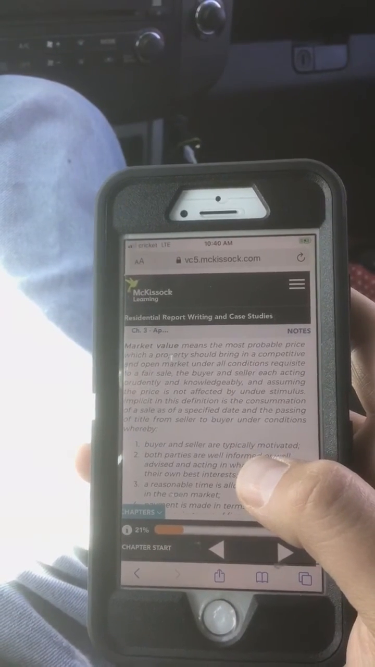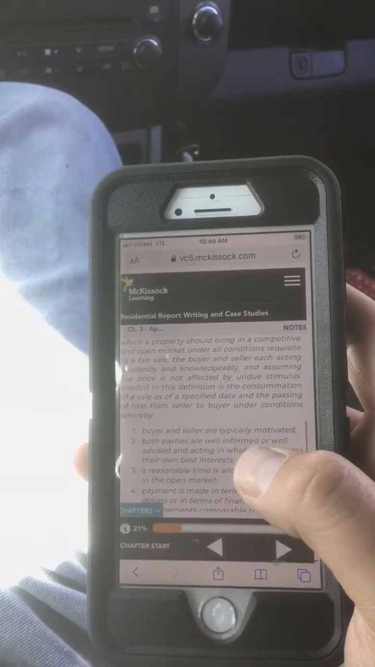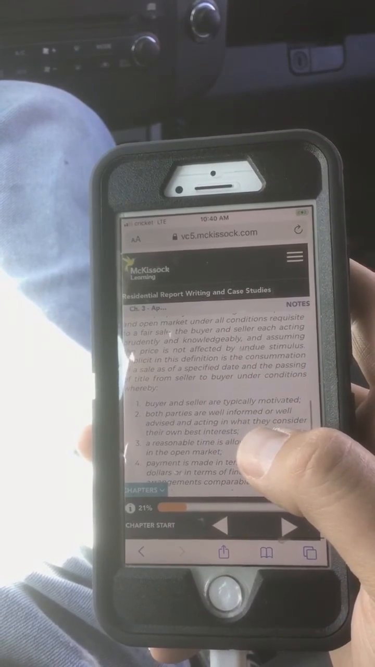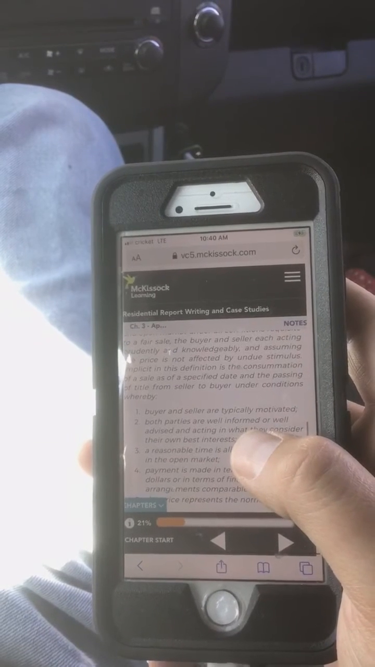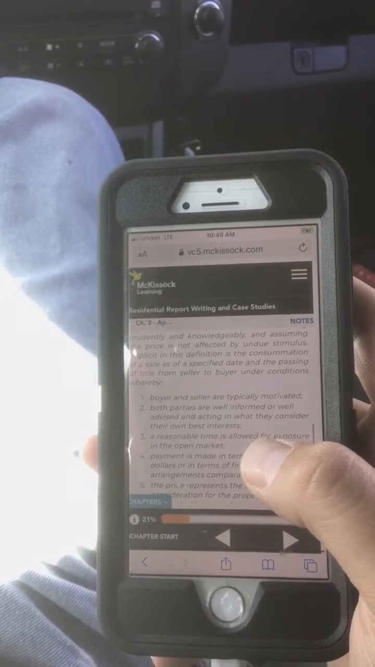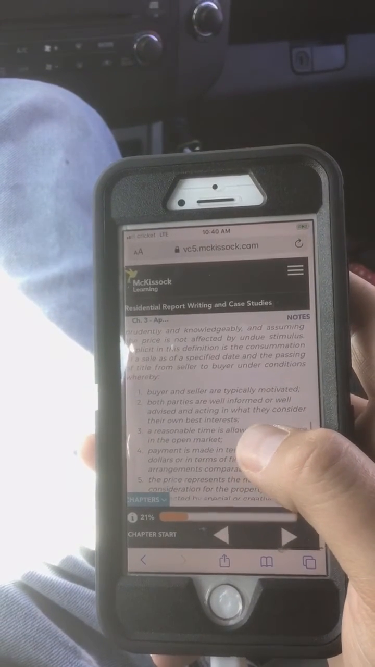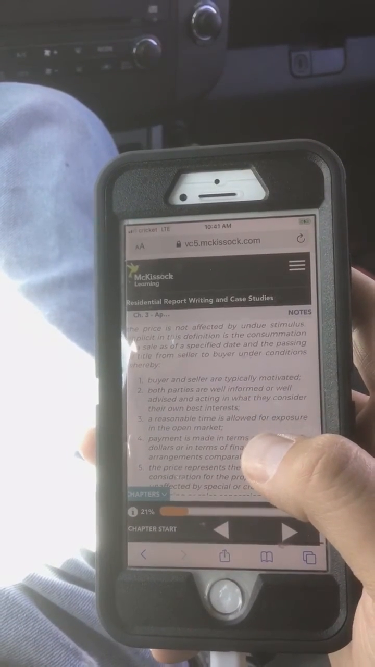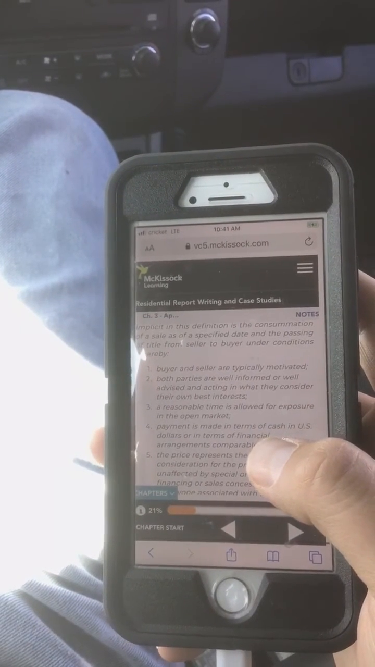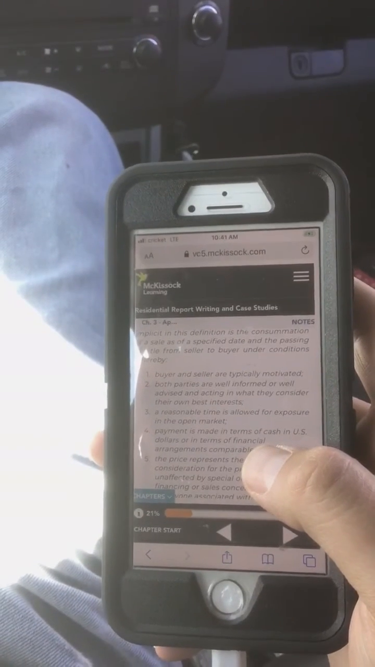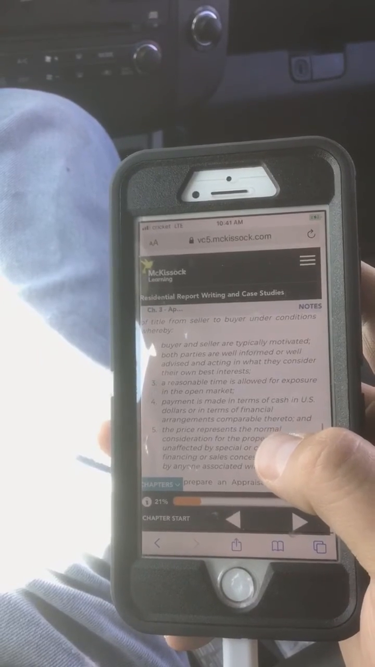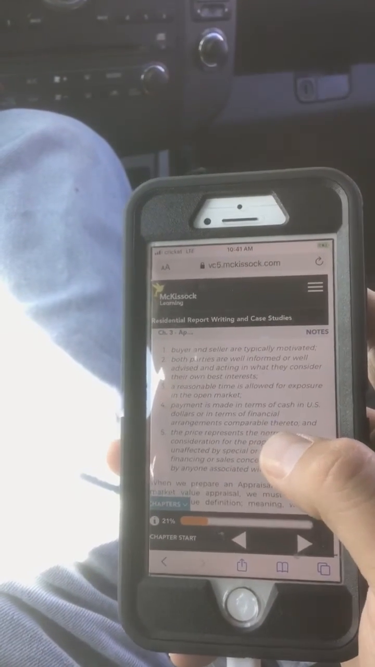Market value means the most probable price which a property should bring in a competitive and open market under all conditions requisite to a fair sale, the buyer and seller each acting prudently and knowledgeably and assuming the price is not affected by undue stimulus. Implicit in this definition is the consummation of a sale as of a specified date and the passing of title from seller to buyer under conditions whereby 1.